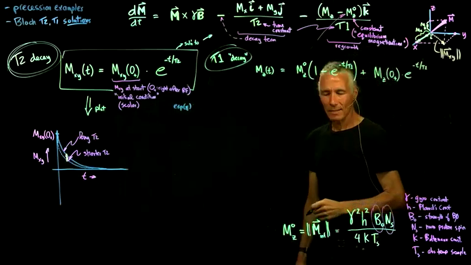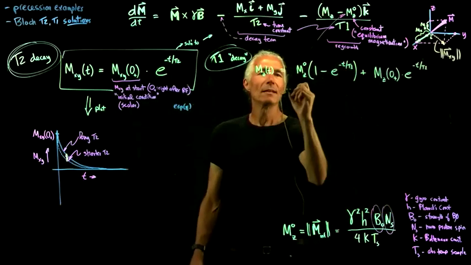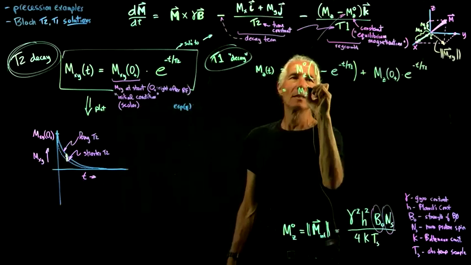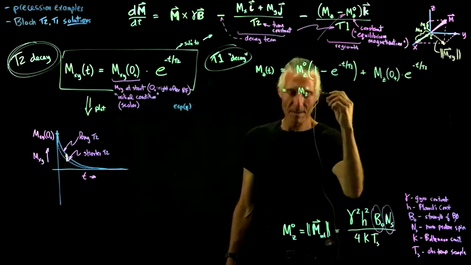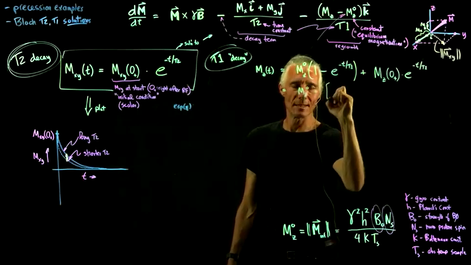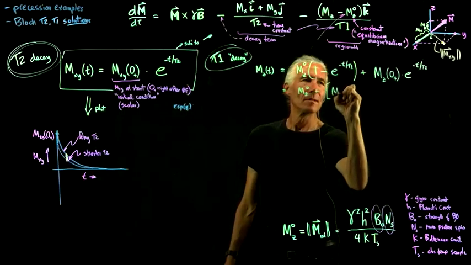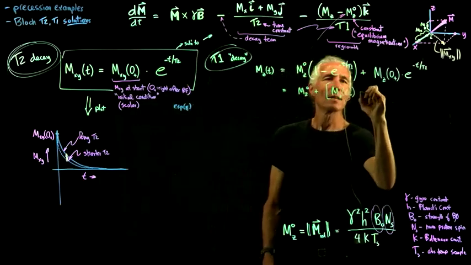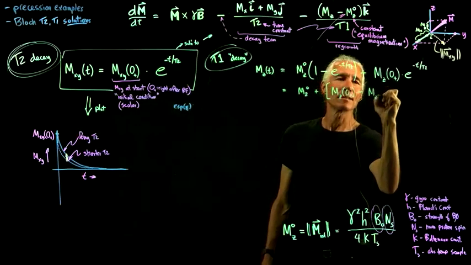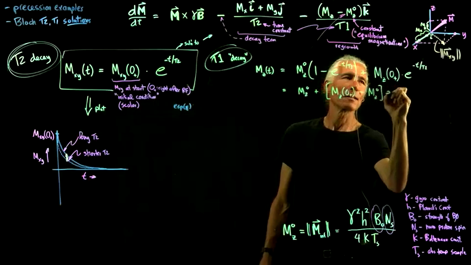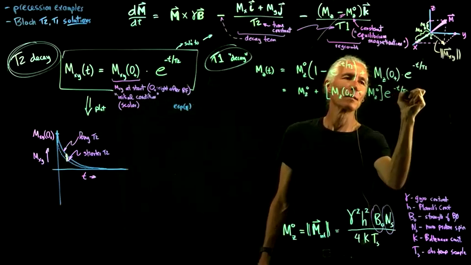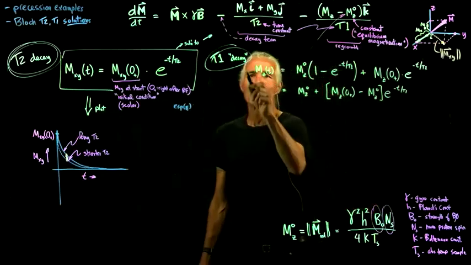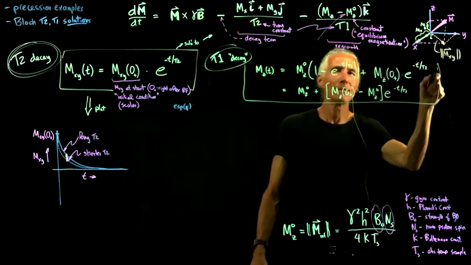And you can see this equation, sometimes they'll multiply it out, and so you have mz0 plus, you might see it in this form, mz0 plus minus mz0. That's the same thing. And then that whole thing times e to the minus t over t1. So those are just algebraically the same. Some textbooks will have that other one in there.